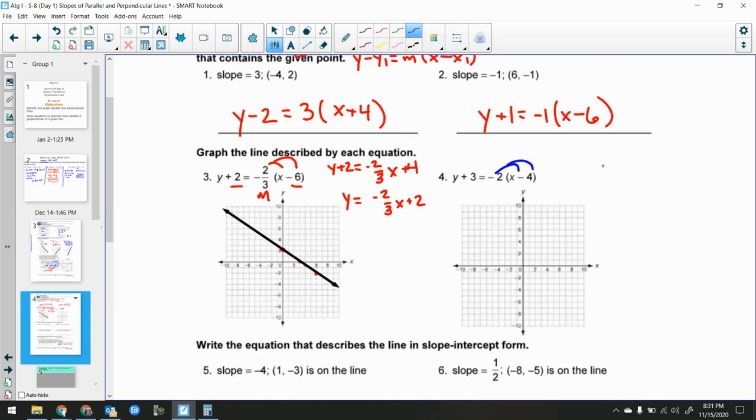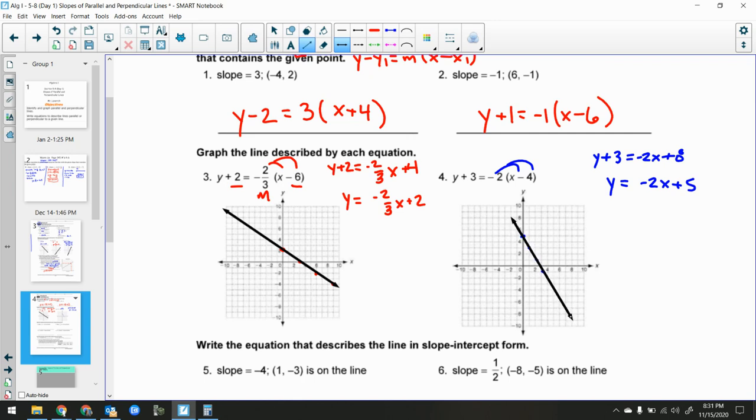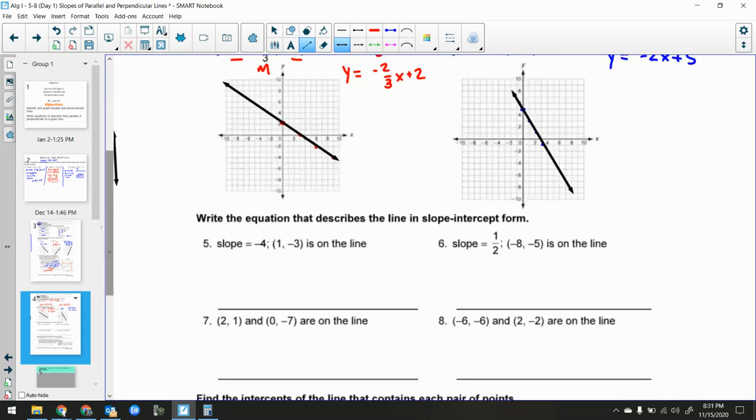We distribute in here. So we're going to get y plus 3 is equal to negative 2x plus 8. And then we subtract the 3 over to the other side, negative 2x plus 5. So y-intercept is positive 5, and the slope is negative 2. Okay, make my line here. There we go. Okay, hopefully we're doing all right.